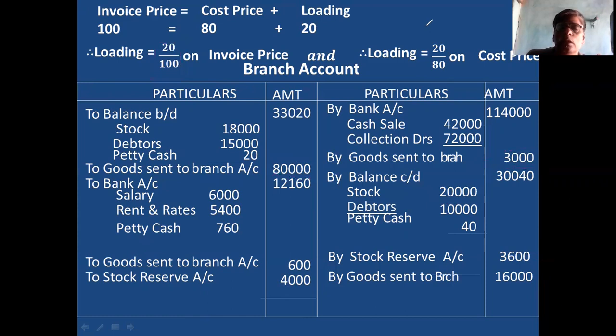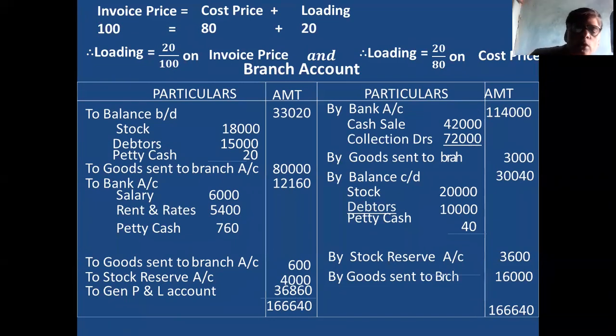You close the account. 1,66,640 total. 1,66,640 is the total, then the difference is general P&L account. 36,860 is the profit. Okay, this is the profit.